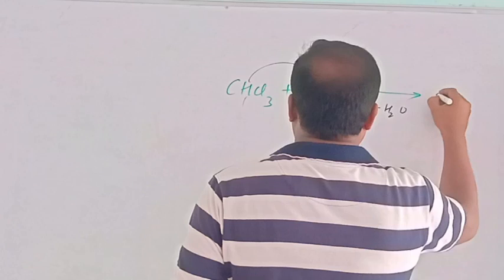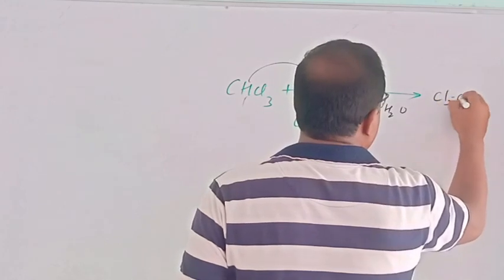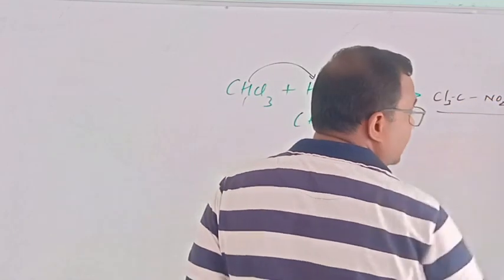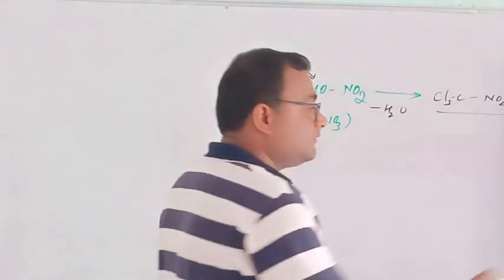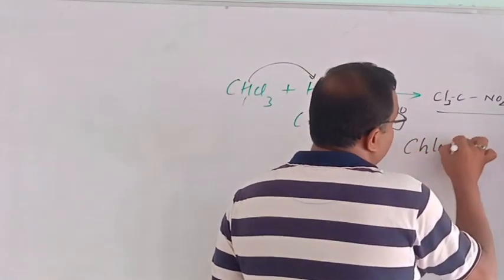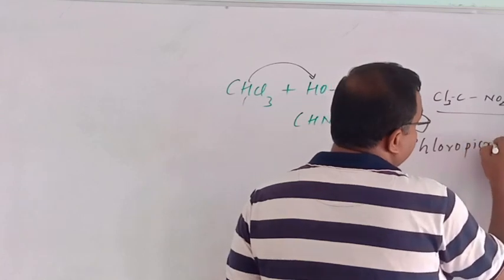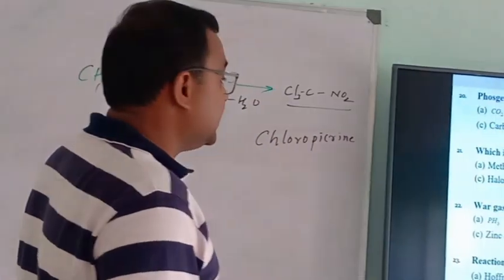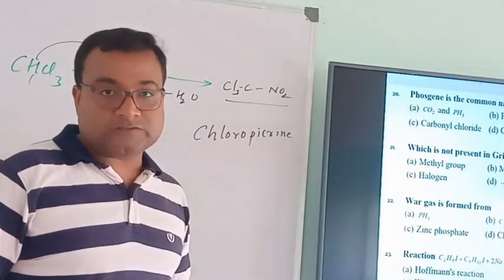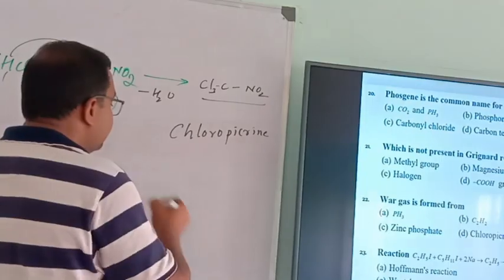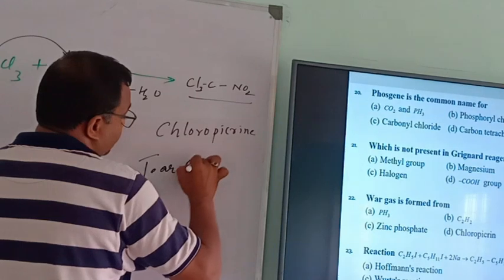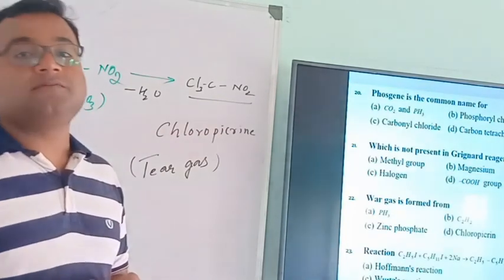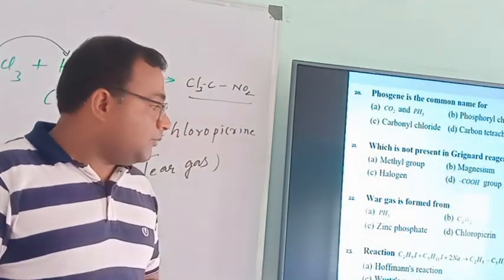Then what is formed? CCl3NO2, with all four bonds on carbon. This is called chloropicrin. It is given in the option. Chloropicrin is a tear gas used in wars. It is used in war, which is also called tear gas. So the correct option is option D.